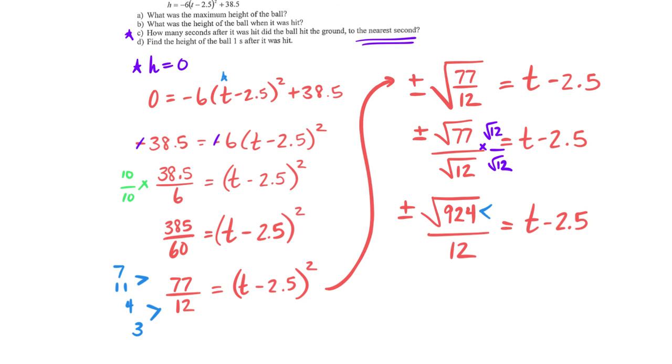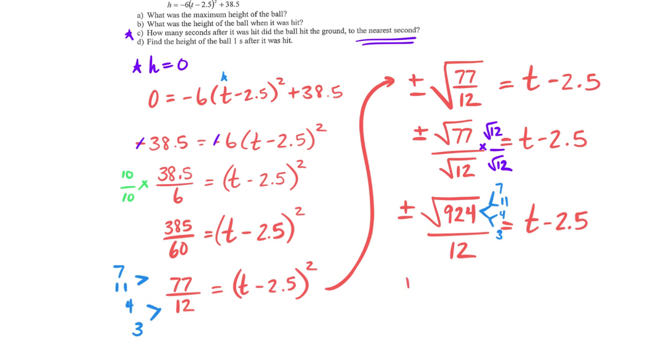I already know what makes up 924. It was 77 times 12. And my 77 was a 7 times 11, and my 12 was a 4 times a 3. So I can actually see how to reduce that radical right now.